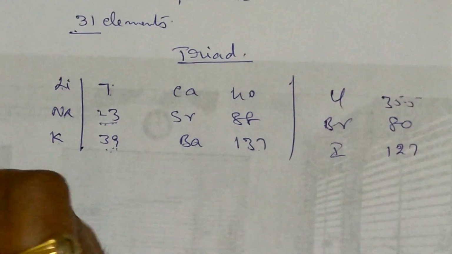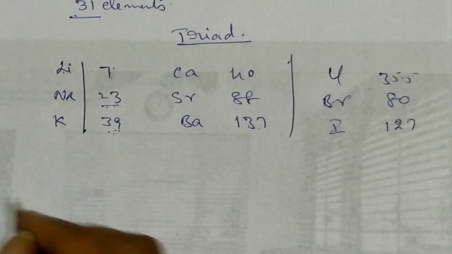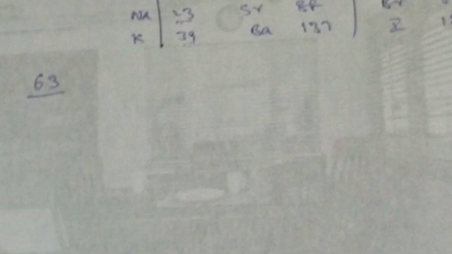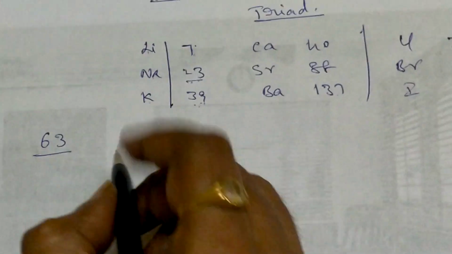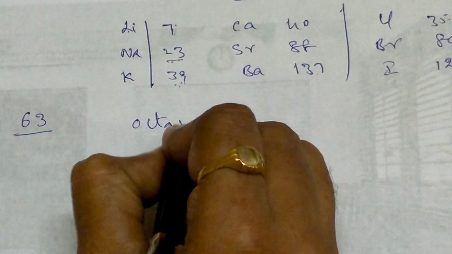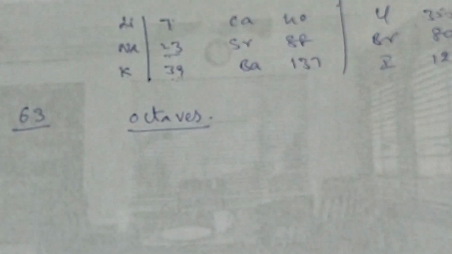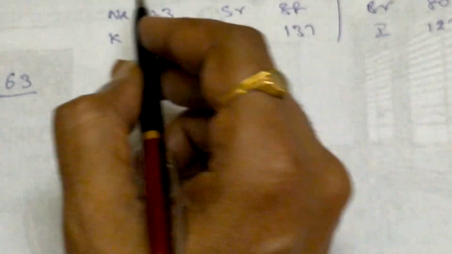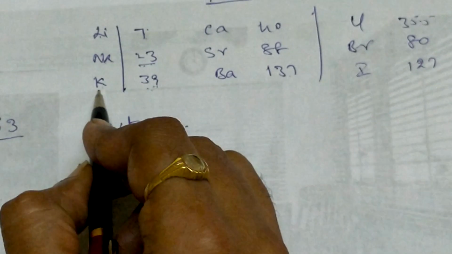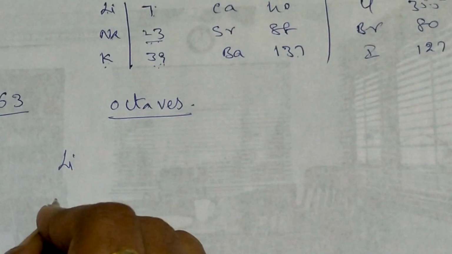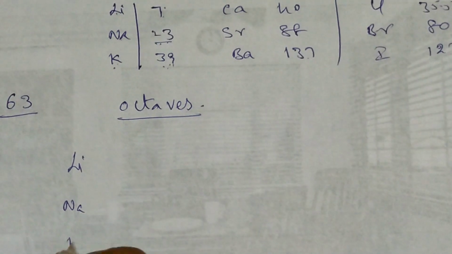Then Newlands, another scientist, came after some 23 years. By that time 63 elements had been found; 31 had become 63. Now he made the octave rule. Octaves means every 8th element will have the same properties. Here he also took the first lithium, sodium and potassium as one group.